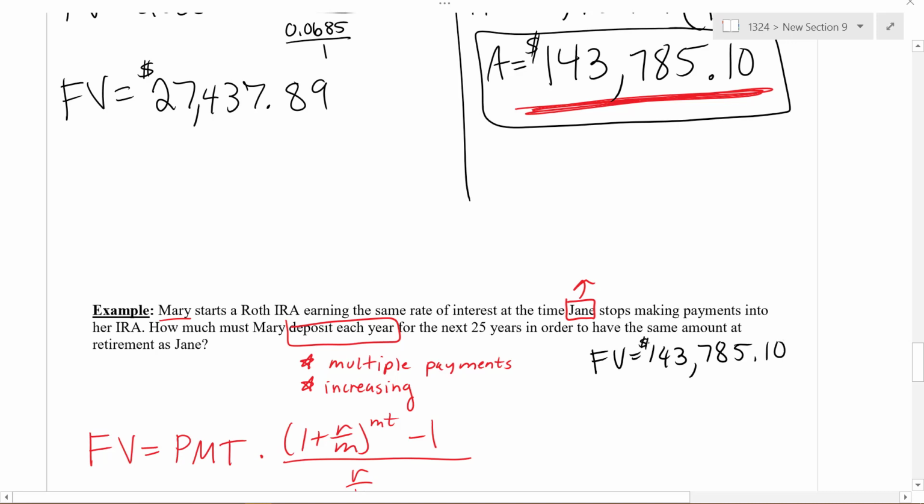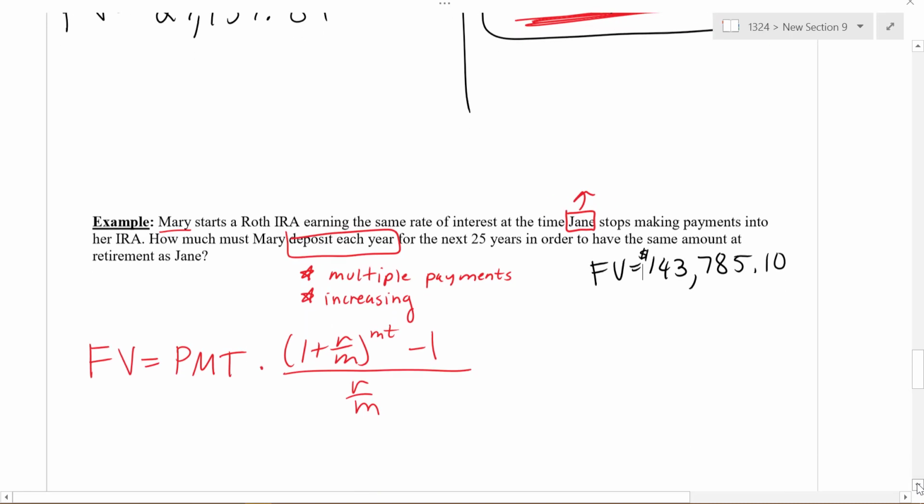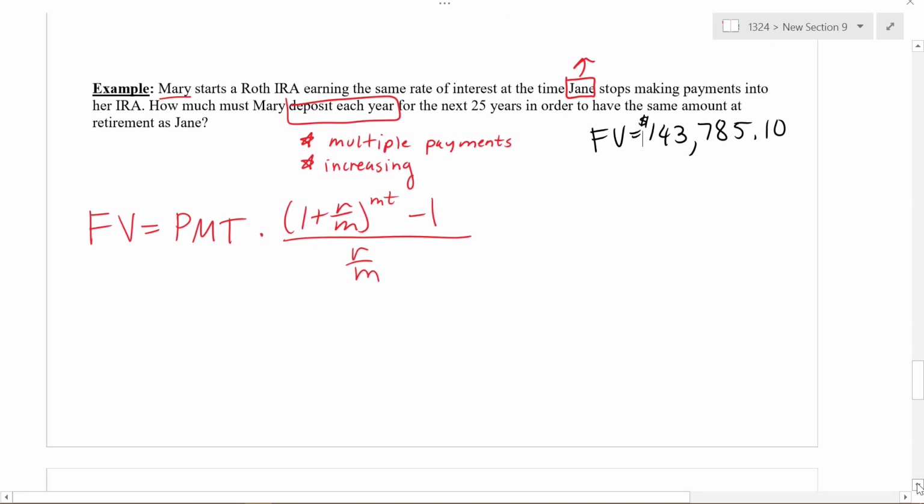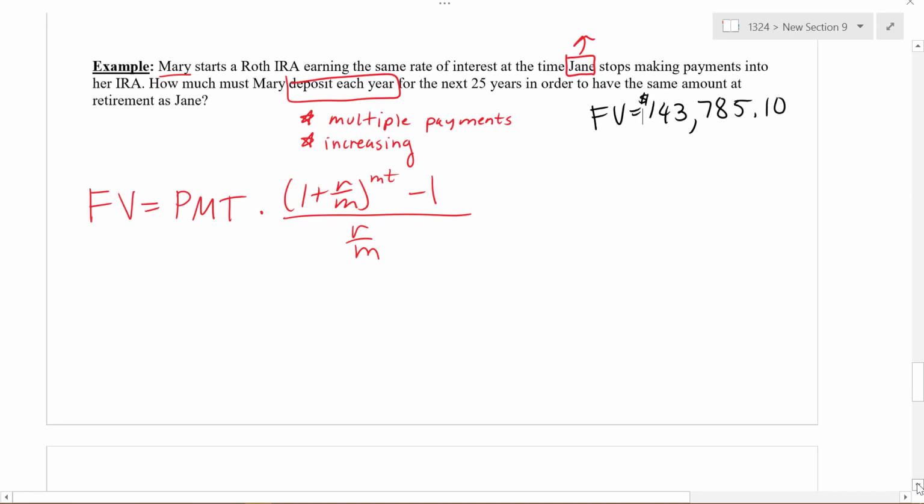So the future value that Mary wants is $143,785.10. Okay, so she wants to have the same amount as Jane. So I'm going to copy and paste Jane's future value, and that's the same amount that Mary wants to have in the future. Okay, so what we don't know is the payment, right? So how much should she deposit each year? That's what we don't know.